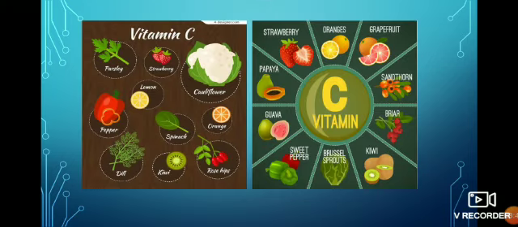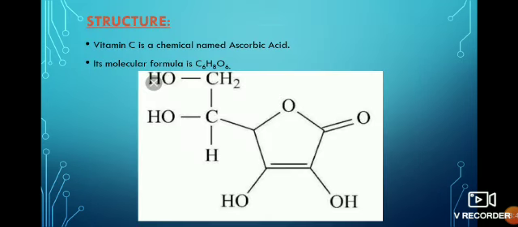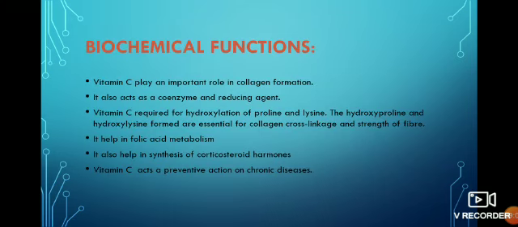Here are the pictures of food sources of vitamin C. Here is the structure. Vitamin C is a chemical called ascorbic acid, and its molecular formula is C6H8O6. Its biochemical function: vitamin C is important for collagen formation. It also acts as a coenzyme and reducing agent.